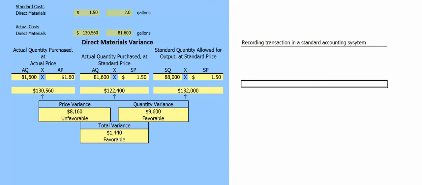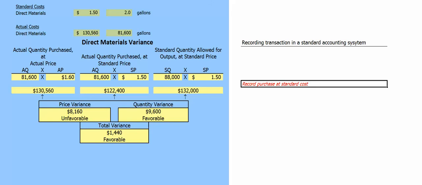As a first step, we would calculate our material price and our material quantity variances, and I'll leave that up to you to do. Recall, we were operating at a production and sales level of 44,000 units. Let's begin by recording the purchase of raw materials.